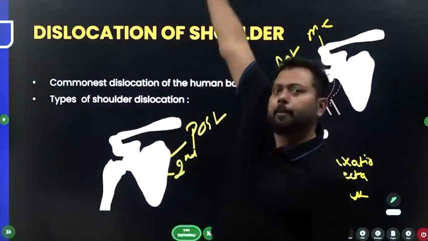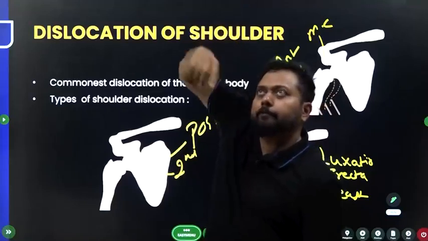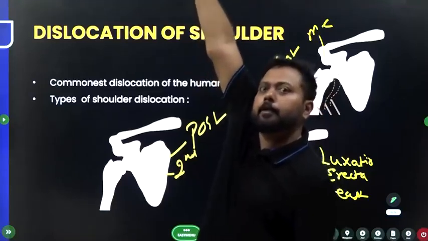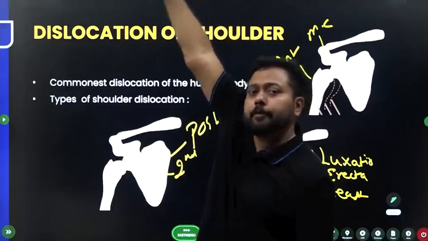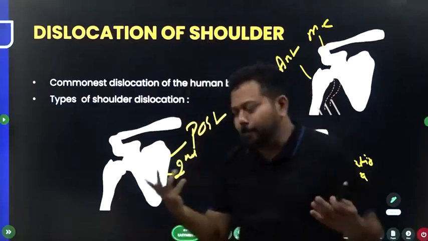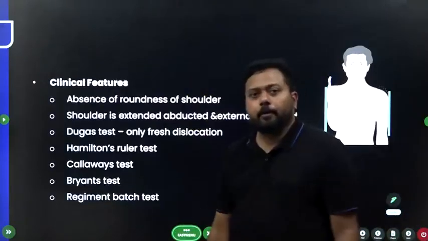When the arm is hyperabducted, patient is coming like this. Because in inferior, what happens? The shaft of the humerus is erected. So then it is inferior shoulder dislocation. Patient is coming like this. This is inferior shoulder dislocation. Other is called luxatio erecta. Very simple. Yes. And what are the clinical signs of shoulder dislocation?